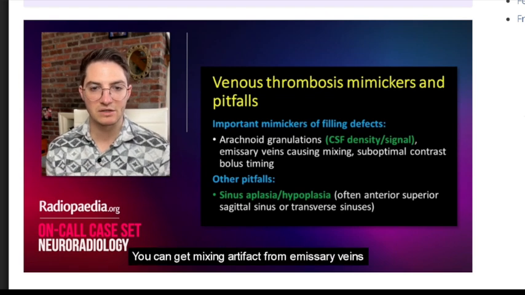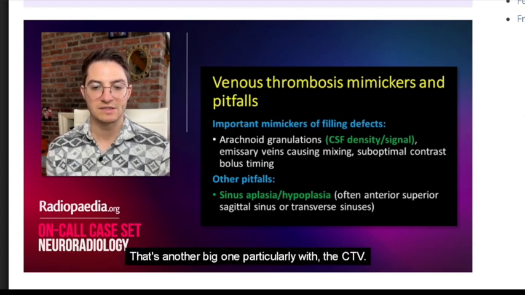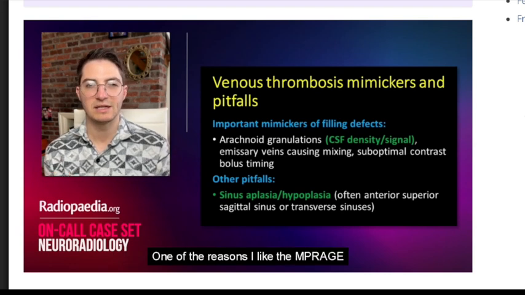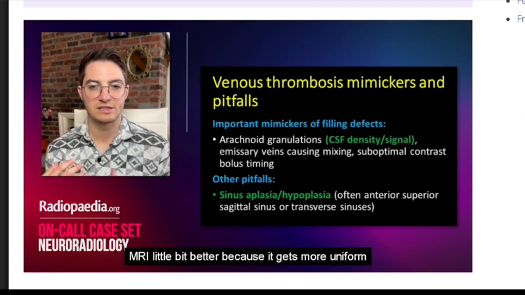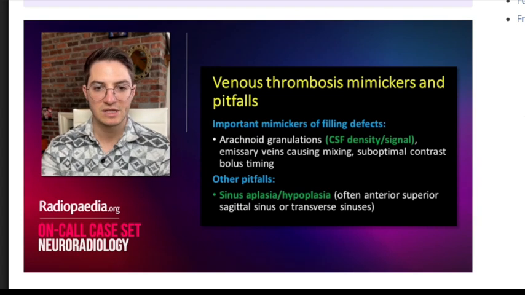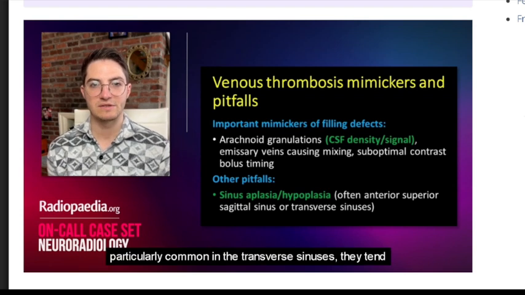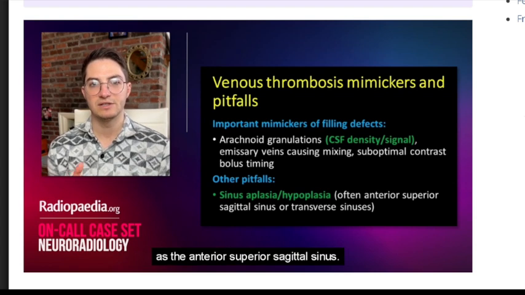You can get mixing artifact from emissary veins or suboptimal contrast bolus timing. That's another big one, particularly with the CTV. One of the reasons I like the MP-RAGE MRI a little bit better is because it gets more uniform contrast opacification. And then some other pitfalls: sinus aplasia or hypoplasia, particularly common in the transverse sinuses. They tend to have some degree of asymmetry, as well as the anterior superior sagittal sinus.